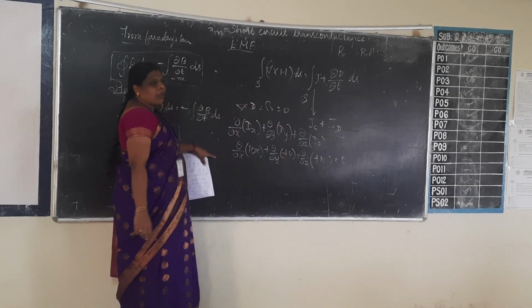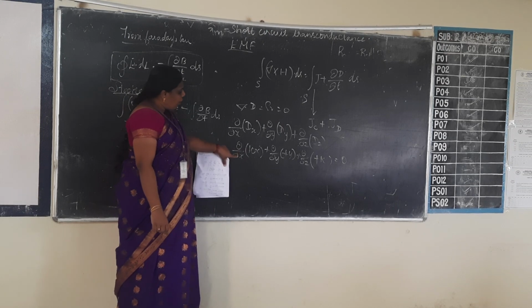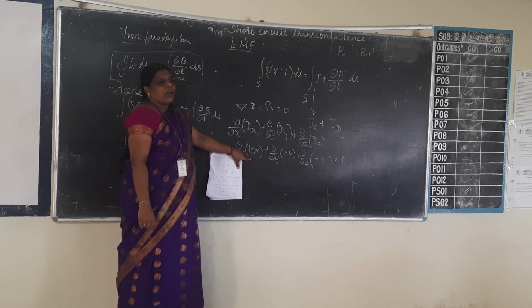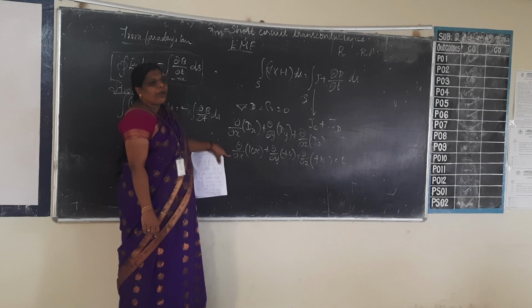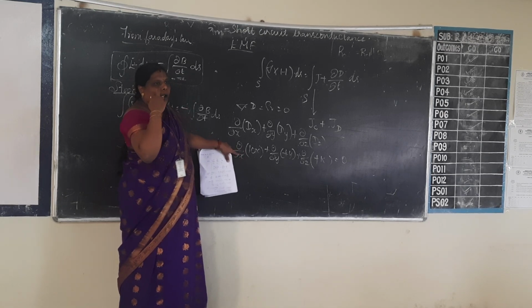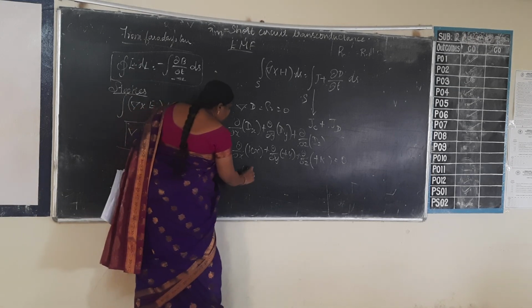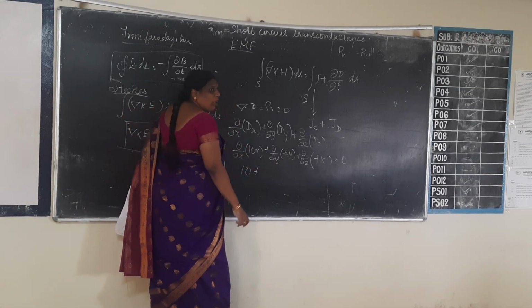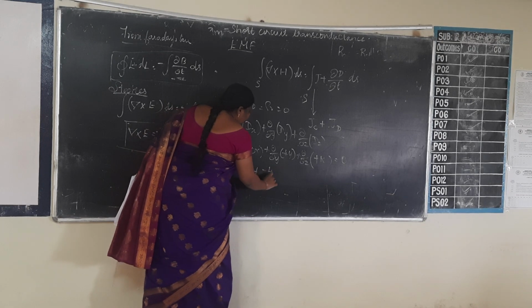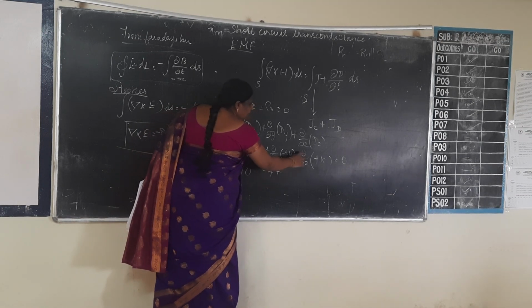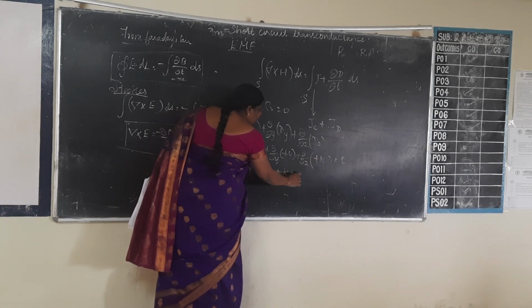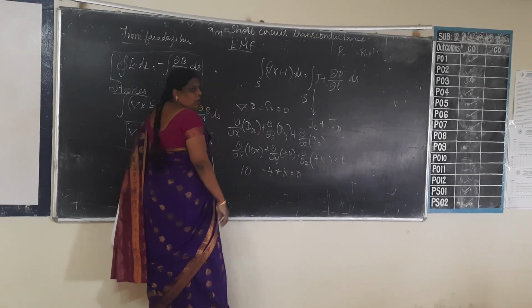Now listen. What is the partial derivative of 10x with respect to x? Prabhas, stand up. Okay, very good. Then the derivative of minus 4y with respect to y is minus 4, right? Then plus k is equal to 0. So you can find out the value for k.